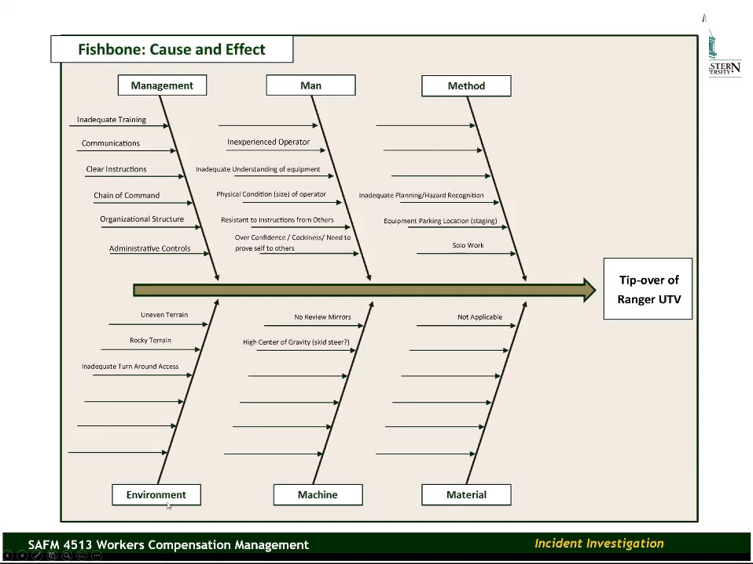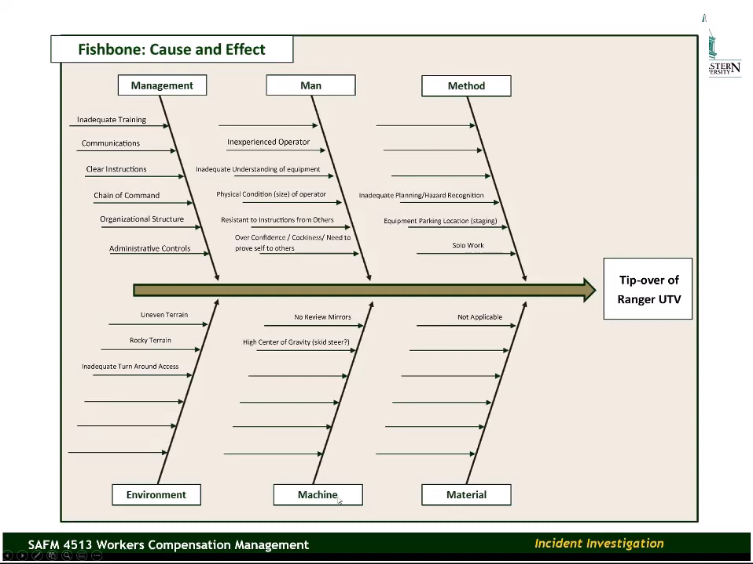The environment certainly contributed, or the milieu where the work was taking place. It was uneven terrain, it was rocky terrain, and there really wasn't enough space to turn the machine around. And that's what he was trying to do when he had the incident. He was trying to turn around to go back up the slope. As he was backing up to make his turnaround, he ran over the rock that was in the area, and it tipped over.